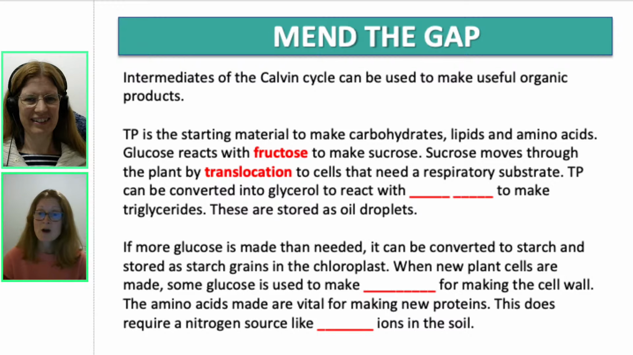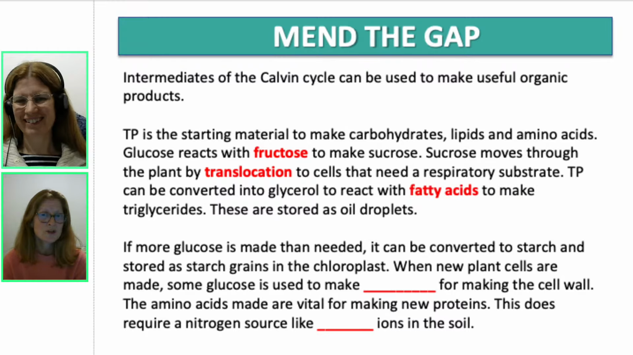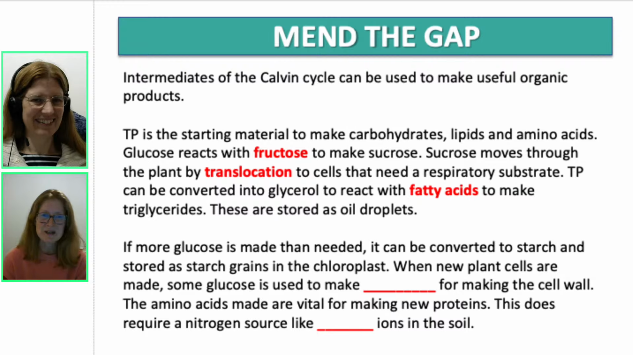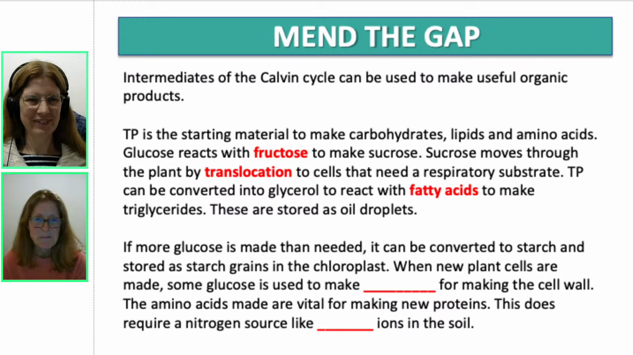substrate. And then we've got our triose phosphate, our TP, can be converted into glycerol, which reacts with, what do you get, that double gap there. That was a big clue, wasn't it? That we needed 2 words. So fatty acids, okay? So now we're thinking about lipids, weren't we? To make triglycerides, and these are stored as oil droplets. If more glucose is made than needed, it can be converted to starch and stored as starch grains in the chloroplast, of course.